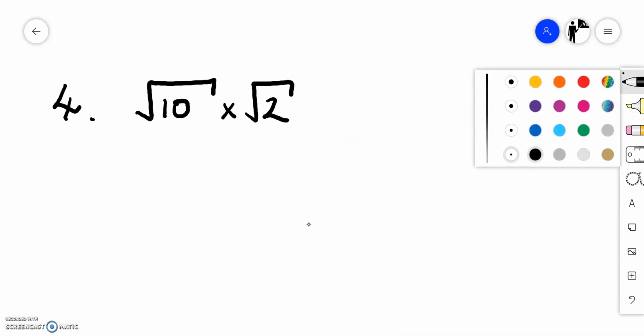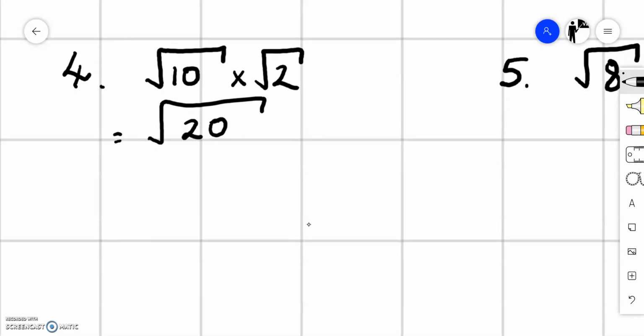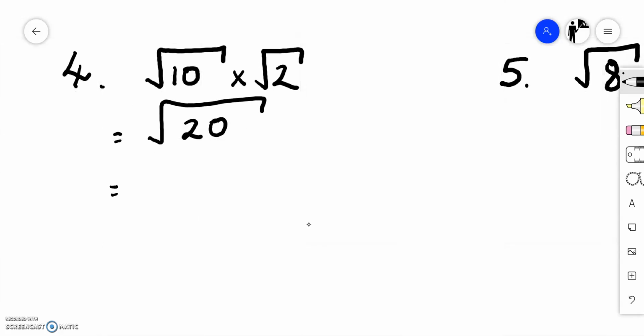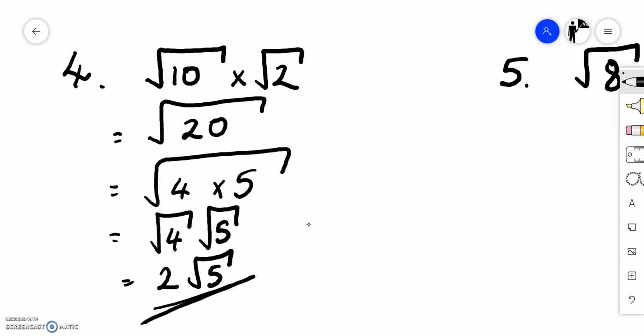Right, let's keep going. Example 4. Root 10 times root 2. Well, these aren't the same, so it's going to be root 20. But sometimes when you multiply surds, you can then start to simplify. Because I think, okay, what's the biggest square number that goes into 20? Well, it's 4. So it's going to be 4 times 5. And then we can split these up. Root 4, root 5. And that will give us 2 root 5. So we can multiply and then simplify.